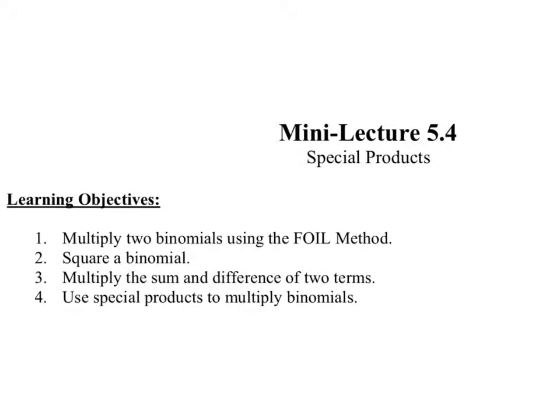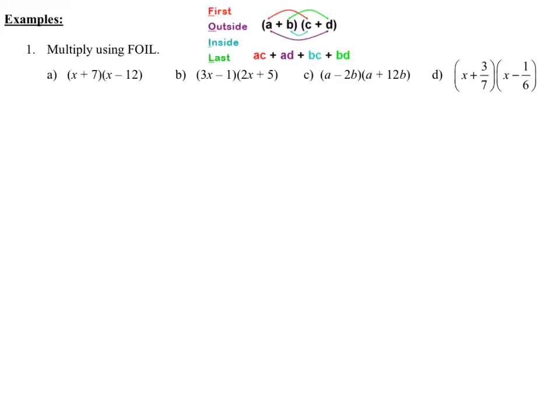In section 5.4, we're looking at special products. Our objectives are to multiply two binomials using the FOIL method, to square a binomial, multiply the sum and difference of two terms, and use special products to multiply binomials. Let's multiply these binomials using the FOIL process.